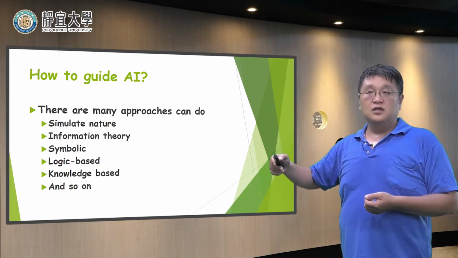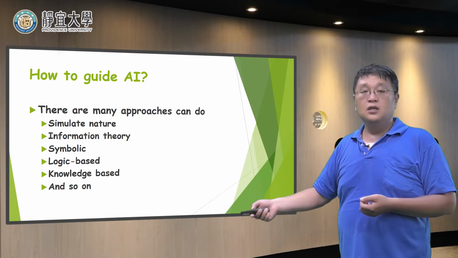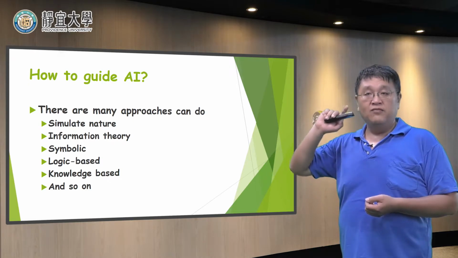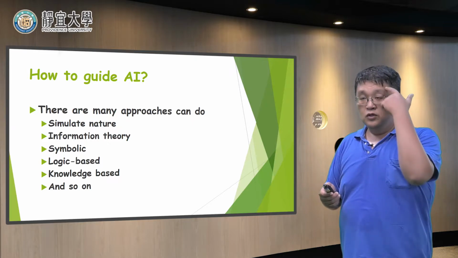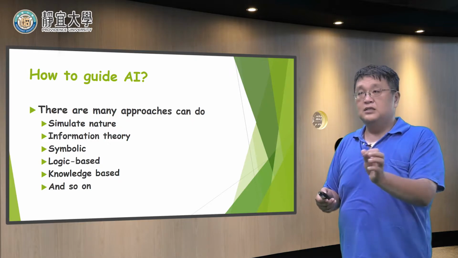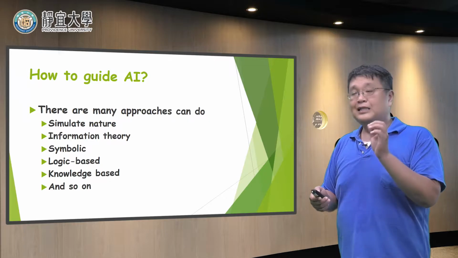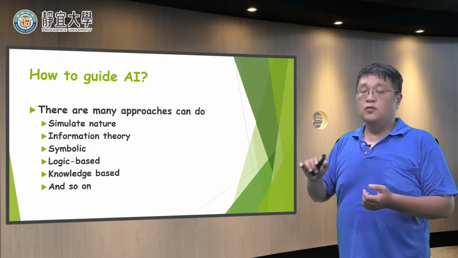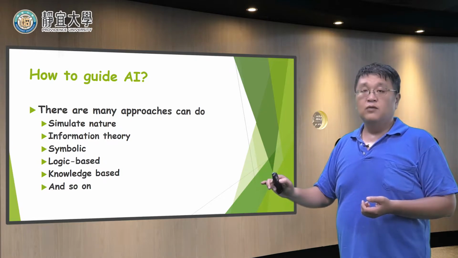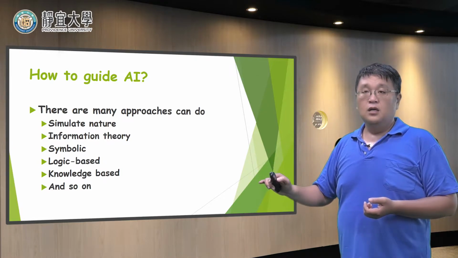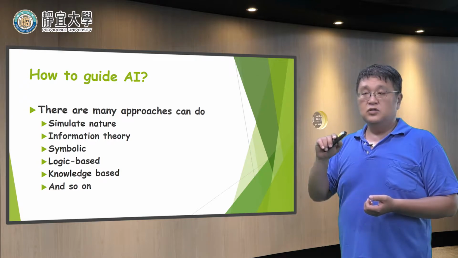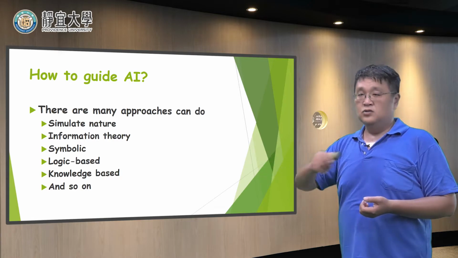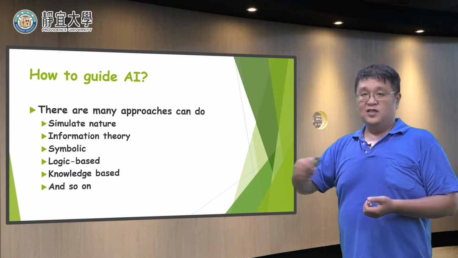Something like logical basis, A plus B equals C. Something like knowledge based, something we have already known in our mind. We can write it down, and it becomes knowledge. It will become a rule. So this rule will help us teach the computer what's going on there, and the computer will follow the rules to analyze the data, to classify the data, to predict the data.